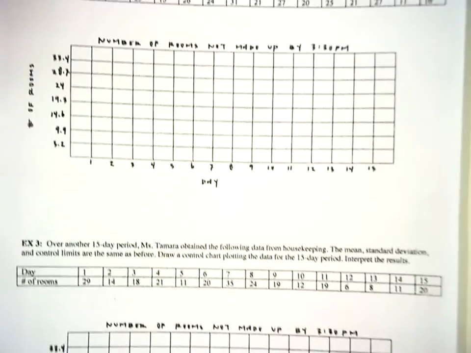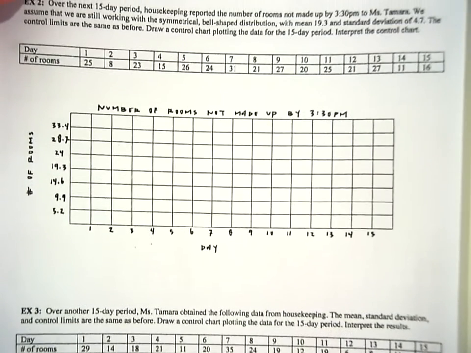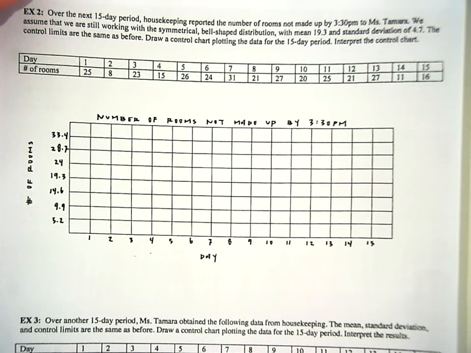All right, so here we have the same setup, but different data. So over the next 15-day period, housekeeping reported that the number of rooms not made up by 3:30 to Ms. Tamara. We assume that we're still working with the symmetrical bell-shaped distribution with a mean of 19.3 and a standard deviation of 4.7. The control limits are the same as before, so I already have it pre-marked for you. Draw a control chart plotting the data for the 15-day period.